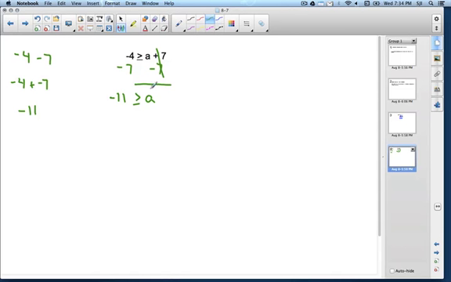So that's all there is to solving inequalities with addition or subtraction. They work pretty much the same way as solving equations that have addition or subtraction in them. You just have to remember to write the inequality sign instead of the equal sign.